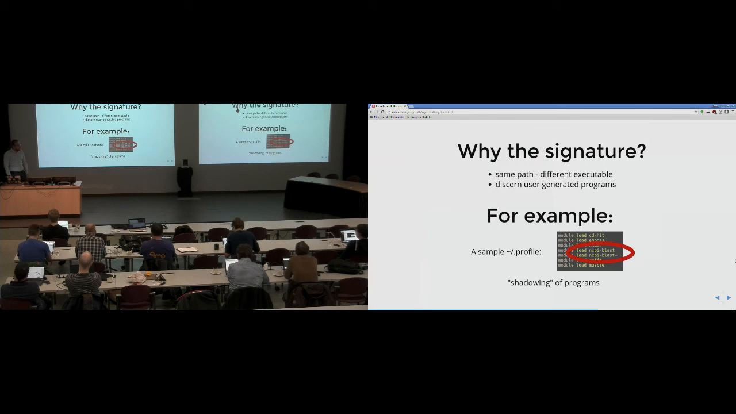So why do we need the signature? The same path does not mean it's the same executable, especially if you have programs lying in the user's home, because the user will do several compilations of the same program. We wanted to discern between them. Also, it's a protection from yourself, I guess, because if you recompile a module, you will know it this way. I mean, you shouldn't do this, but if you do, you'll catch it.